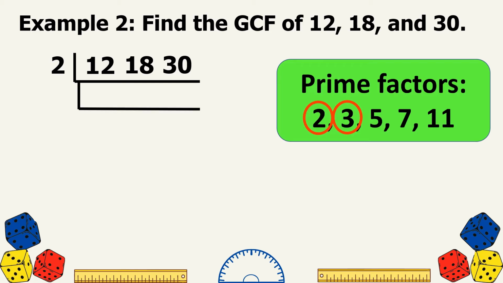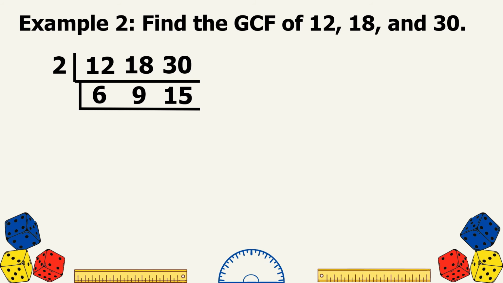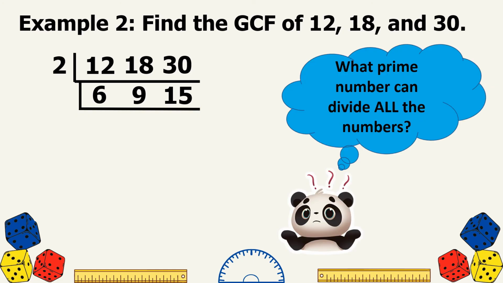Now let's make another L shape for the answers. And we can proceed with division now. So 12 divided by 2 equals 6. 18 divided by 2 equals 9. 30 divided by 2 equals 15. Now, the remaining numbers are 6, 9, and 15. So we will find out again if these numbers can be divided by a common prime number.